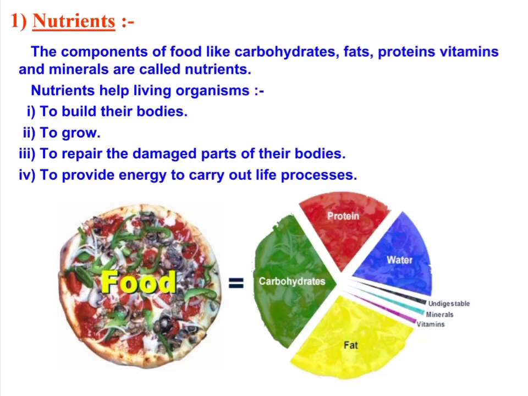So, what are nutrients? The components of food like carbohydrates, fats, proteins, vitamins, and minerals are called nutrients. Nutrients help living organisms to build their bodies, to grow, to repair the damaged parts of our bodies, and to provide energy to carry out our life processes. As we can see in the given figure here.